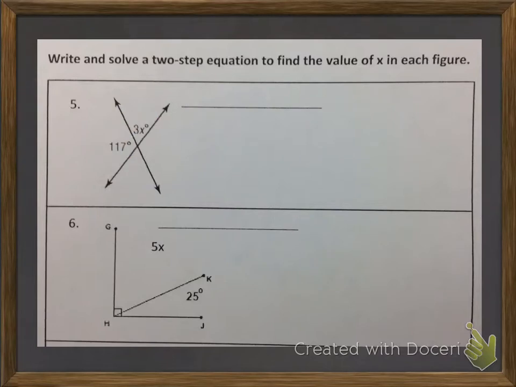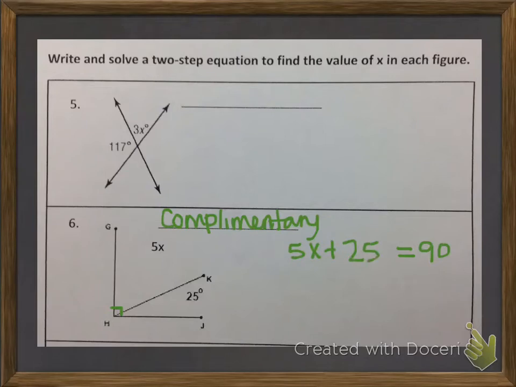Now we have this last one. This last one has a 90-degree angle, which means that we are looking at complementary angles. So for this one, that means 5x plus 25 equals 90 degrees. I get rid of my addition first, so 25 minus 25 on each side. I write what's left over, which is 5x equals 90 minus 25, which is 65.